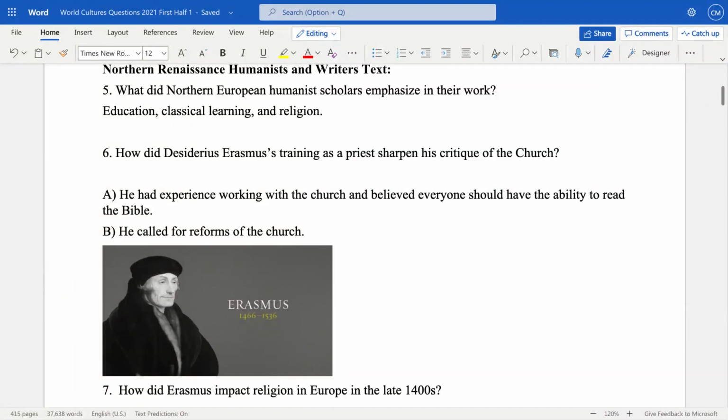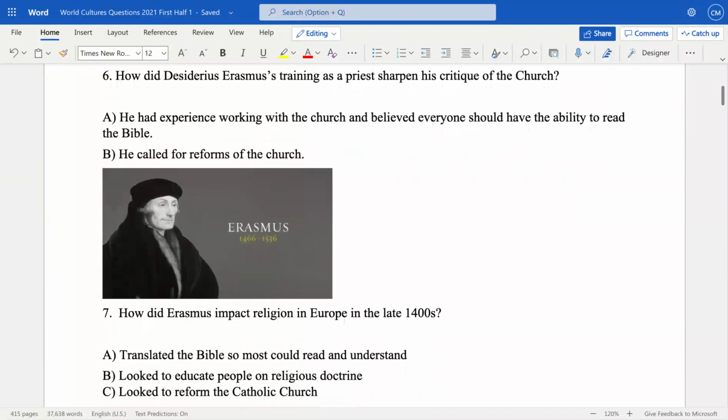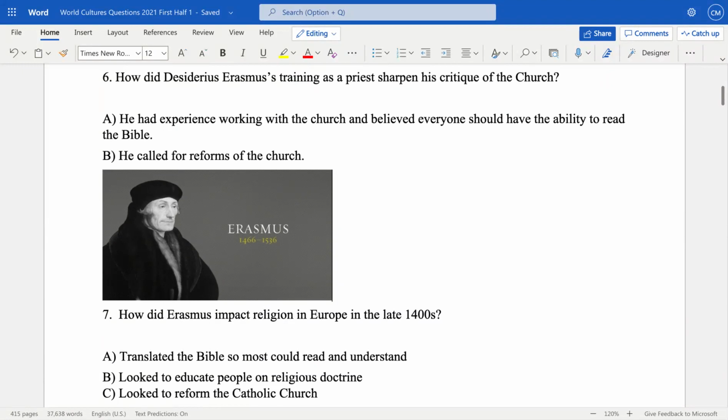How did Erasmus impact religion in Europe in the late 1400s? He took it upon himself to translate the Bible into different languages so more people could read and understand on their own. He was a huge advocate for people to have their own interpretations. He looked to educate people on religious doctrine or teachings, and he looked to reform the Catholic Church, all of which was, again, not very well received.